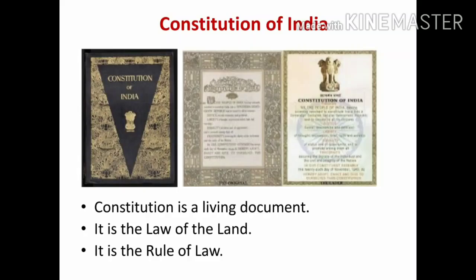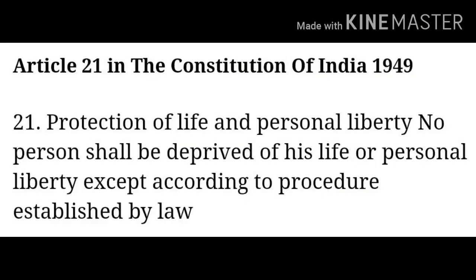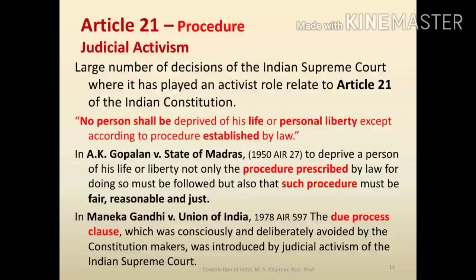It can be seen in a large number of decisions, particularly while interpreting Article 21, which reads: no person shall be deprived of his right to life and personal liberty except according to procedure established by law. Earlier, in A.K. Gopalan in 1950, the Supreme Court adopted a conservative and narrow view in interpreting Article 21 and held that a person may be deprived of his life and liberty by following the procedure established by law, which shall be fair, reasonable and just.